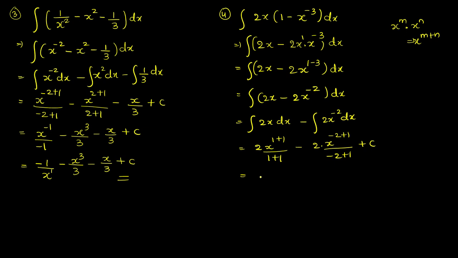Now we proceed to the simplification. 2x power 2, 1 plus 1 is 2, divided by 2, minus 2, x power minus 2 plus 1 is minus 1, divided by minus 1, plus c. You can simplify this further. 2 and 2 get cancelled. You get x square, minus of minus changes to plus 2 times. Since x has a negative power, we send the x to the denominator. So it becomes x power 1 plus c. And this will be your final answer. So all these problems are done using the formula integration x power n.